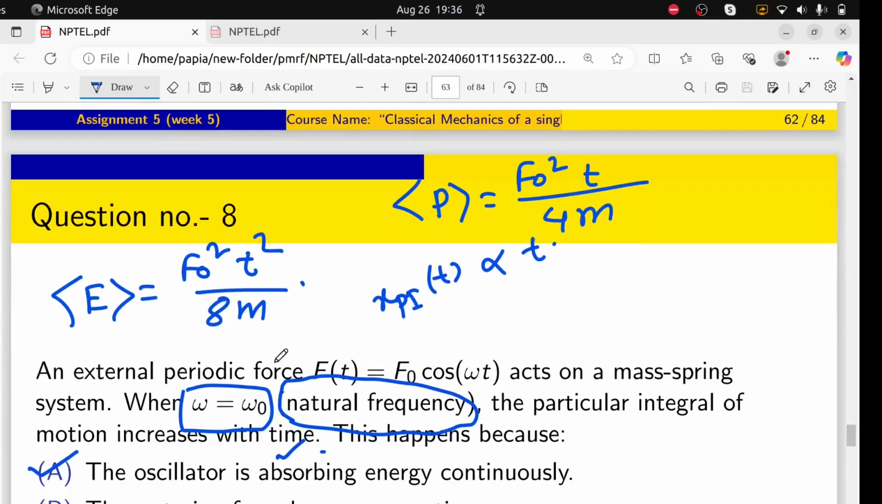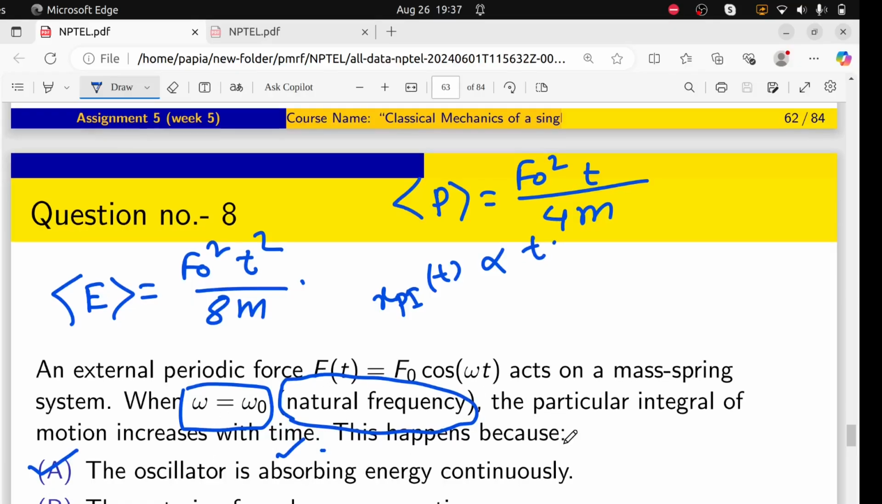The question number 8 is a little bit long. We just derived all the PI solution here, and then we get that indeed the PI is a proportional function, it increases with the time because it is a function of t only. So why is it happening? This is happening because the oscillator is absorbing energy continuously.